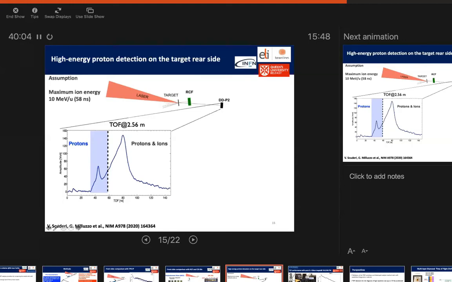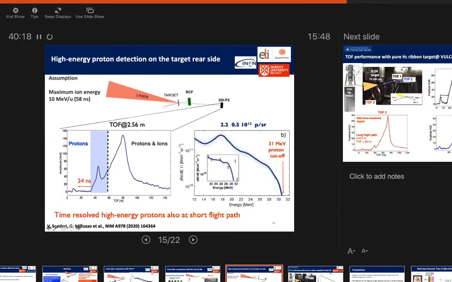So this means that in the time of flight signal, only this part we were sure was arising from protons. So only this part was analyzed, and this was the energy spectrum from protons that was measured, with a cutoff of 31 MeV. And we could also compare this spectrum with the radiochromic films, always placed in the forward direction.